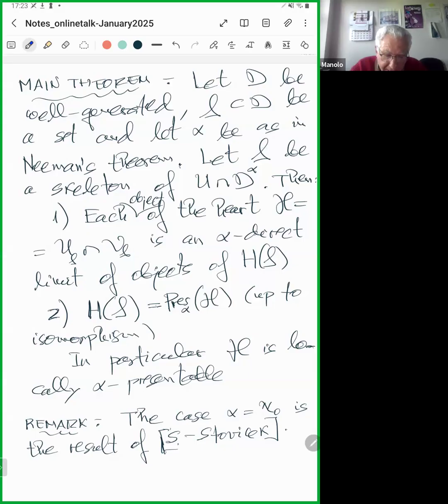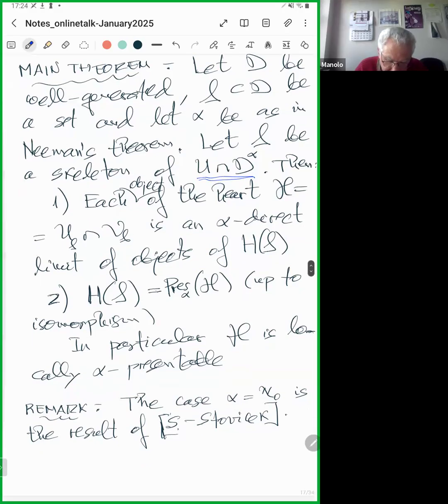You take now a skeleton of this skeletally small subcategory, that is the alpha compact objects in the aisle. Then each object of the heart is an alpha direct limit of objects in H of S. So you apply to this S the homological functor, and each object in the heart is an alpha direct limit of these. And then the second is that the alpha presentable objects of H are exactly those. In particular, H is locally alpha presentable.